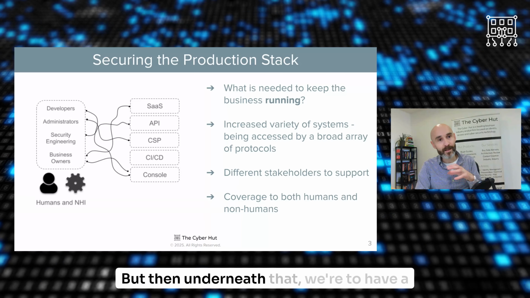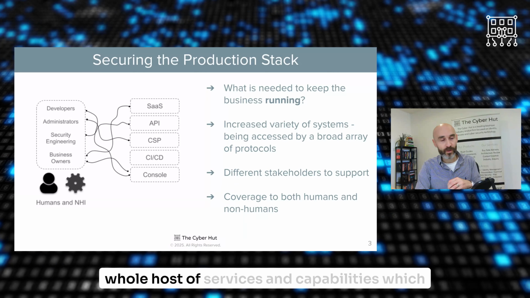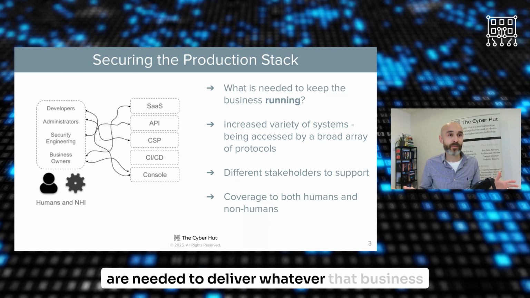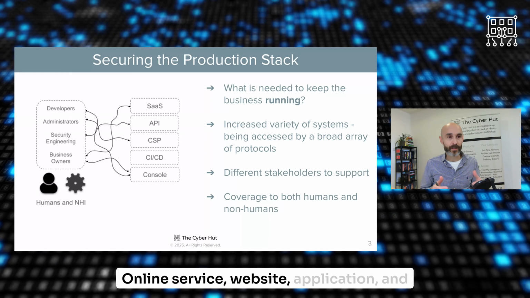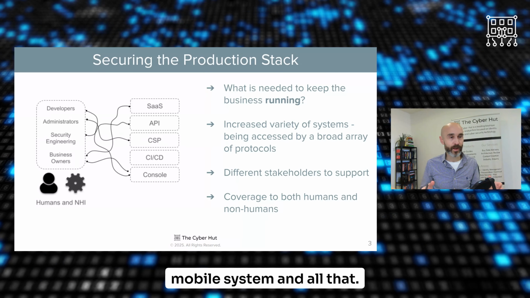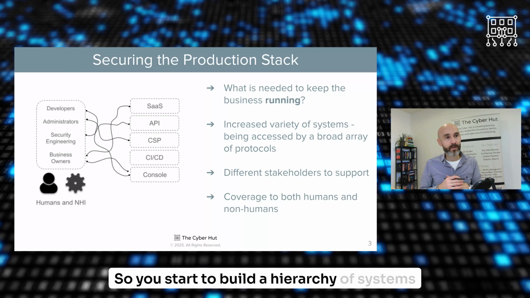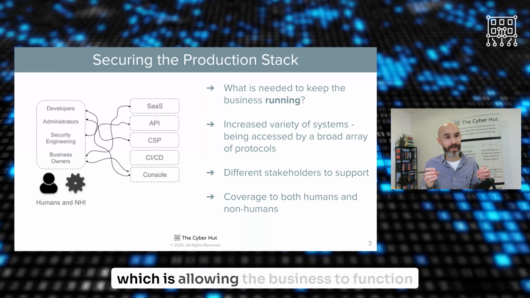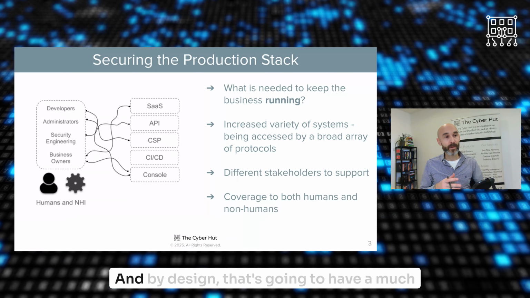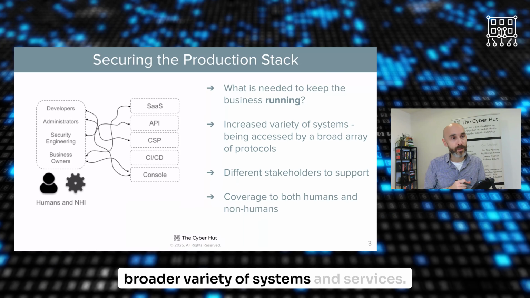But then underneath that, we're going to have a whole host of services and capabilities which are needed to deliver whatever that business function happens to be: online service, a website, application, a mobile system, and other. So you start to build a hierarchy of systems and services, which really is this production stack, allowing the business to function and operate as a business. And by design, that's going to have a much broader variety of systems and services.